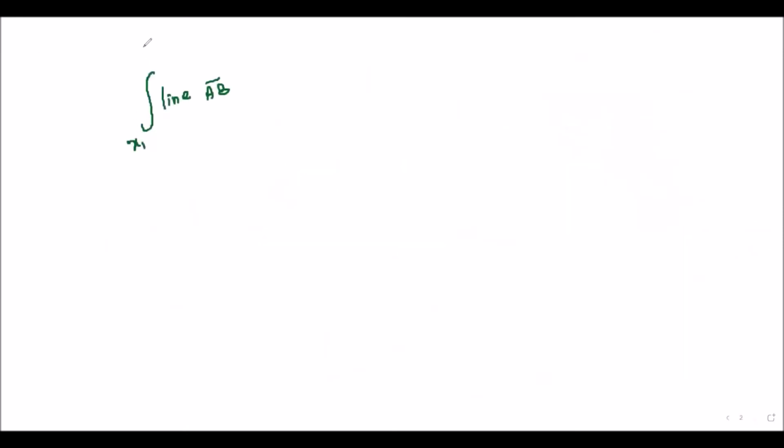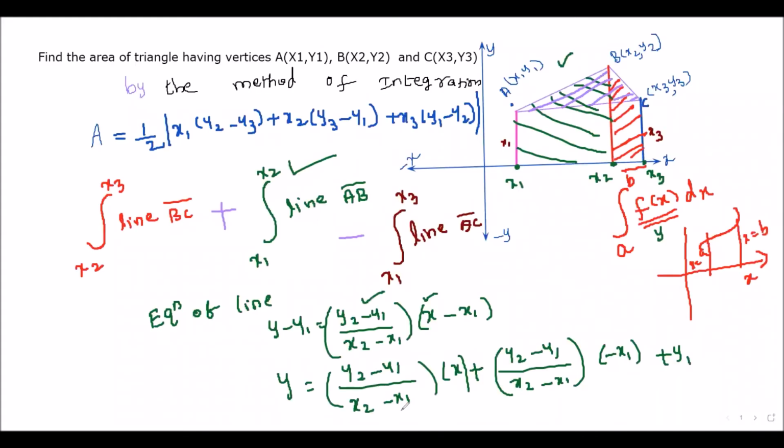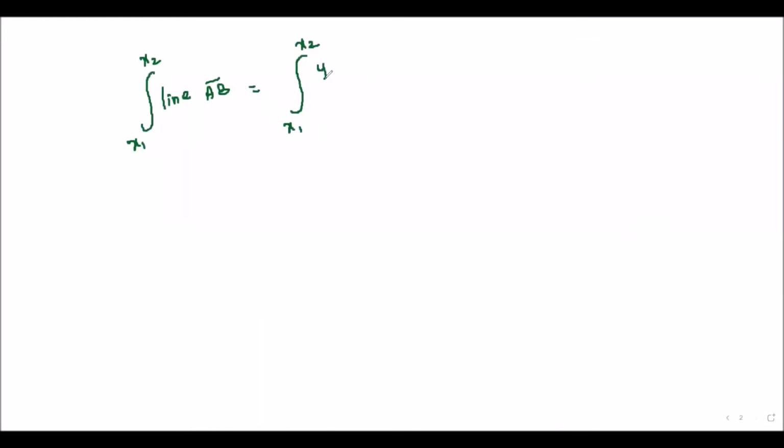Integration is from x1 to x2. Now that we have the line equation, let me substitute here. That is y is equal to f of x. So integral from x1 to x2 of the line equation. y is equal to (y2 minus y1) by (x2 minus x1) into x. That is the x term. So (y2 minus y1) divided by (x2 minus x1) of x. This is my mx term.